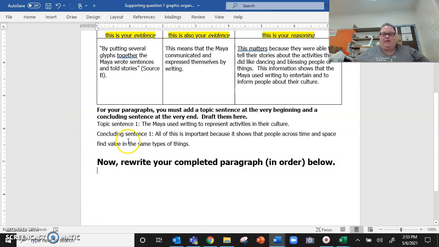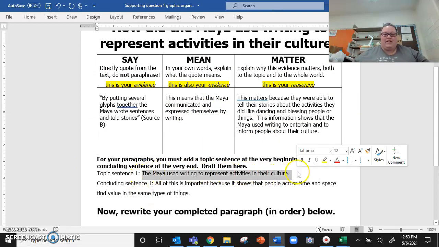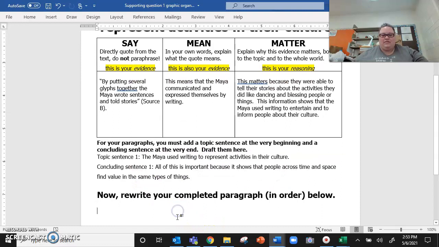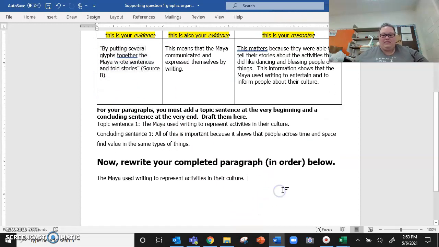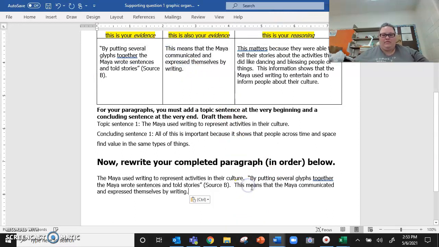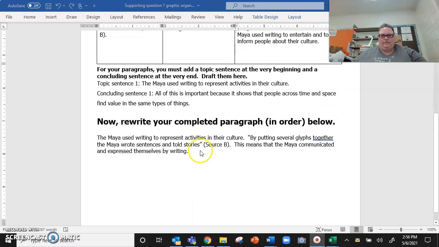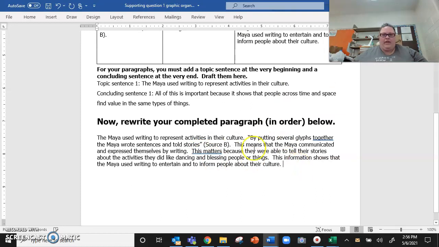So what we have here is our paragraph out of order. We start with a topic sentence. After the topic sentence, we have our say, then our mean, then we have our matter, and we end with our conclusion sentence. So now we read it all together.